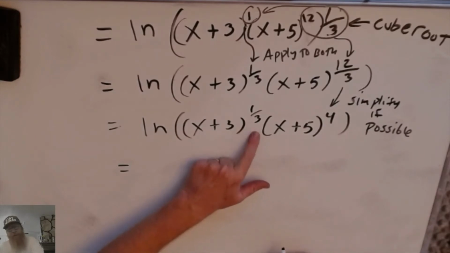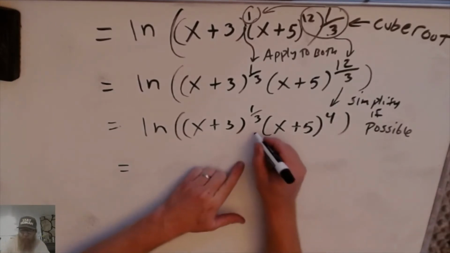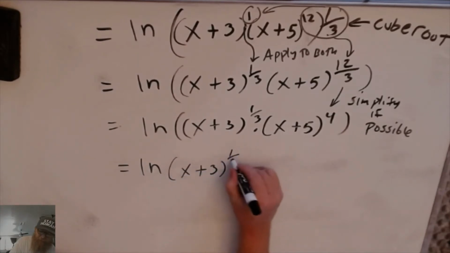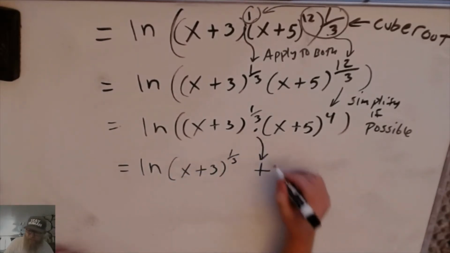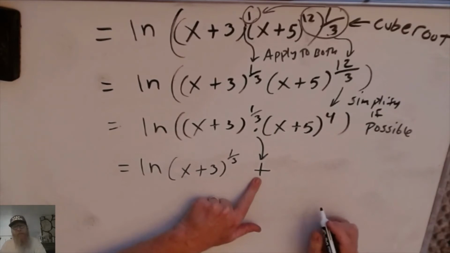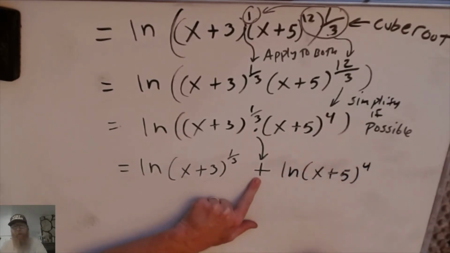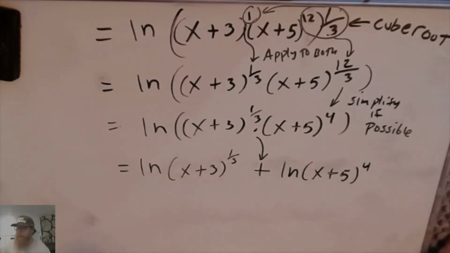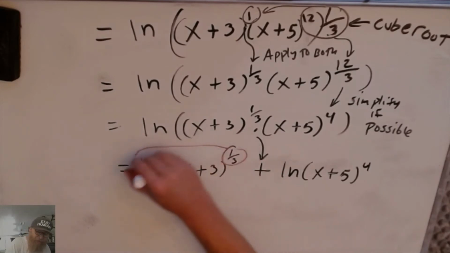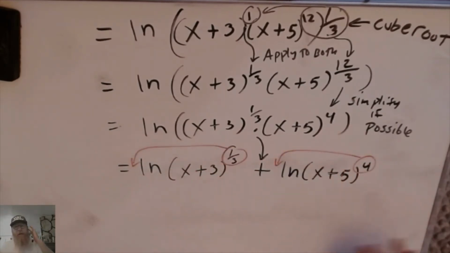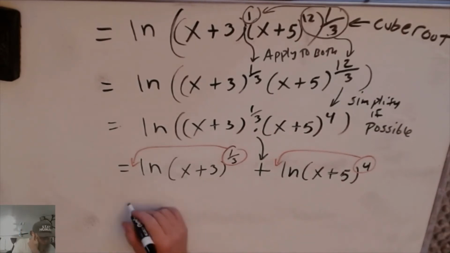All right, we're getting there, kids. We're almost there. So now we've got a product. So that's going to be ln x plus 3 to the 1/3 plus, yeah, product becomes sum, ln x plus 5 to the 4th. And then finally, we're home free now. We take our exponents and we bring them down to the front of the letter L. That's what we call the front of the logarithm.